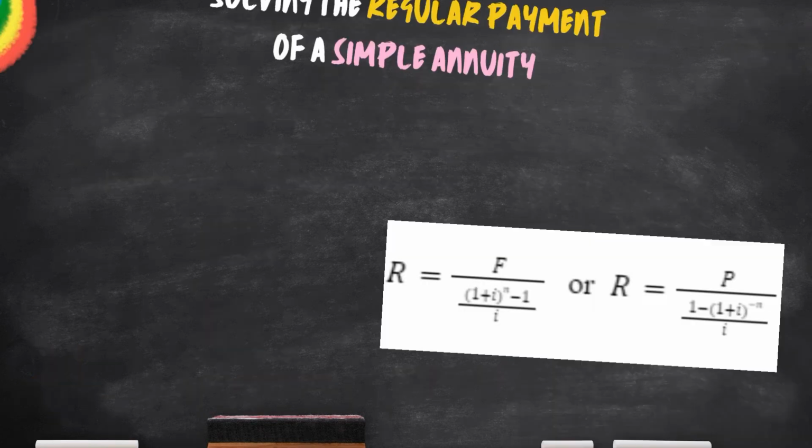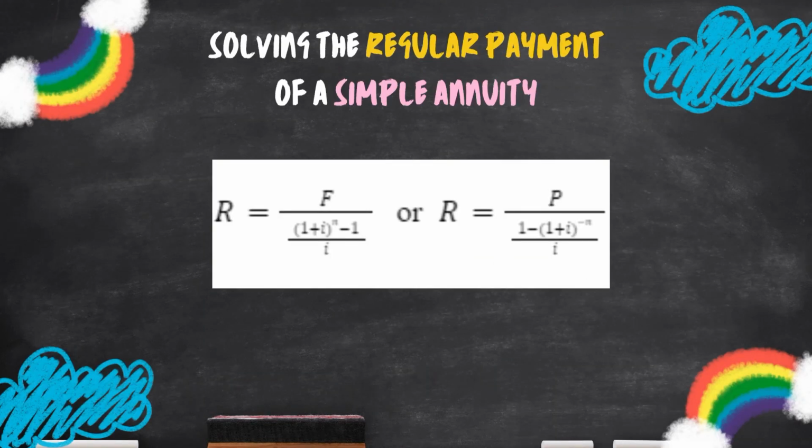Now let's proceed to solving the regular payment of a simple annuity with the formula, which is R equals, if F is given, then it's F over [(1 + i)^n − 1] over i. And if P is given, we will use P over [1 − (1 + i)^(−n)] over i.